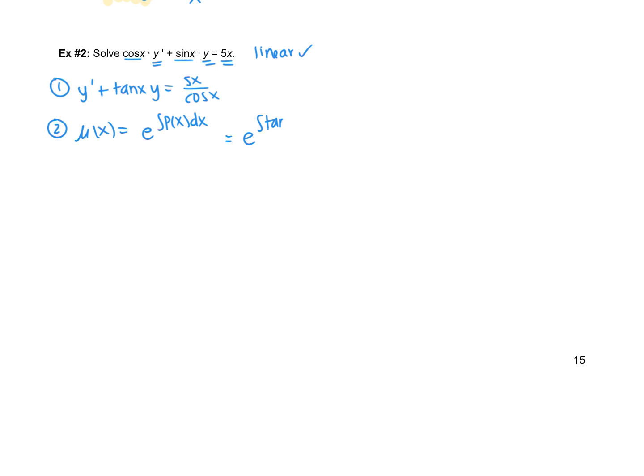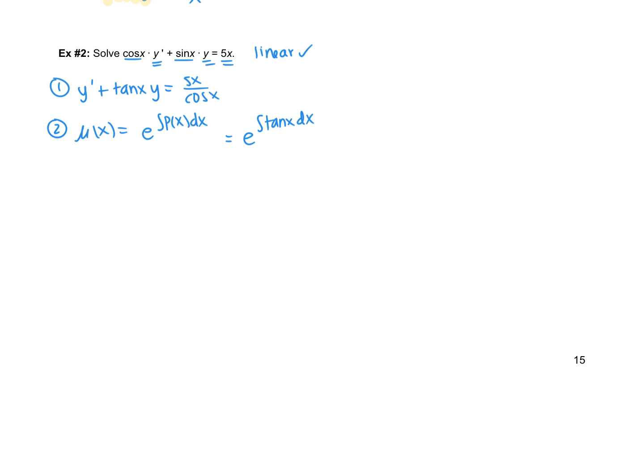Well, I have coefficients in terms of x, and then y and all of its derivatives are to the first power. So yes, it is linear. So let's put it in standard form. When we do that, we're going to get y prime plus tangent of x times y is equal to 5x divided by cosine of x. Next thing that we're going to have to do is find our integrating factor. So it's going to be e to the integral of p of x dx, which in this case is e to the integral of tangent of x dx.